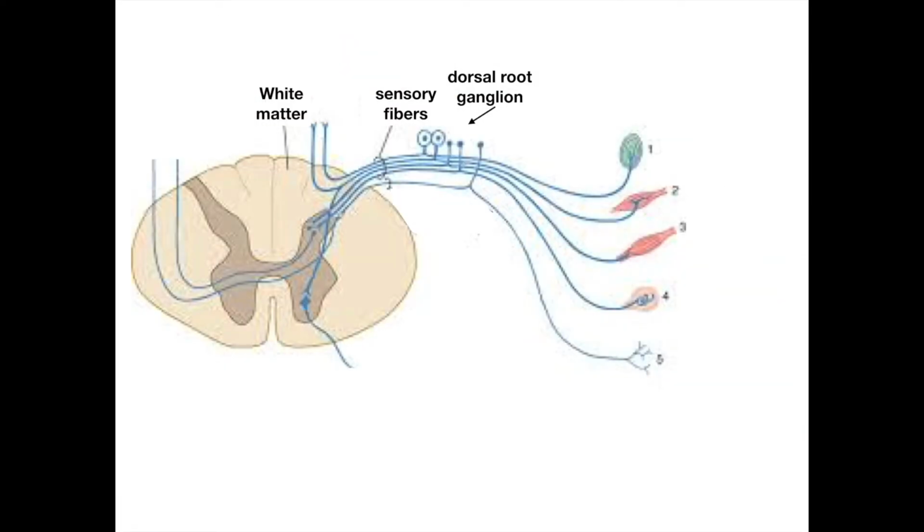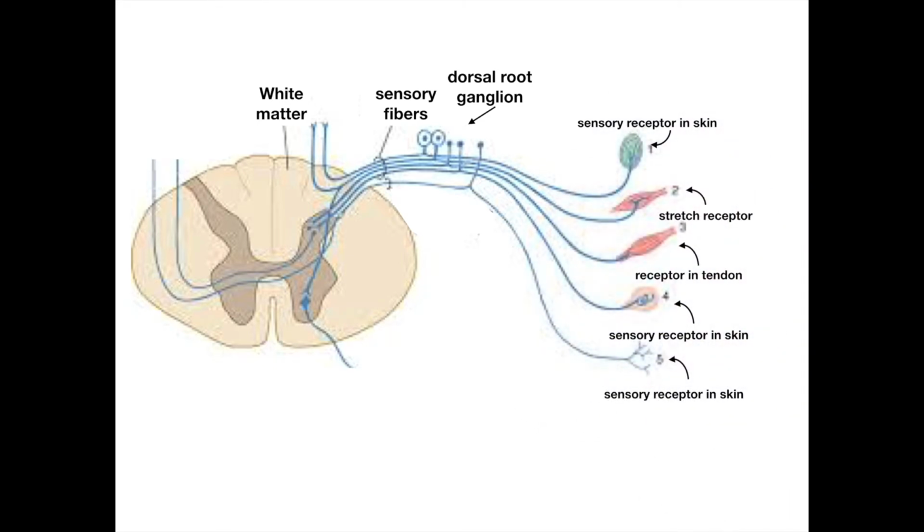But the inputs that evoke reflexes are only a small portion of the total input to the spinal cord. There are a wide variety of sensory receptors in the skin, some of which are shown here. Two other inputs are shown from the various receptors that monitor muscle length and joint position.